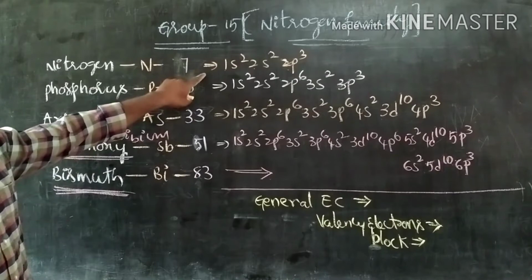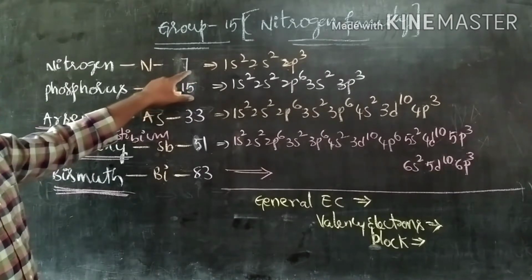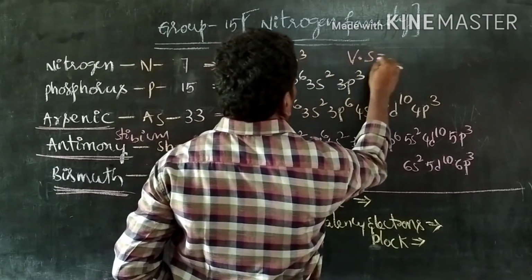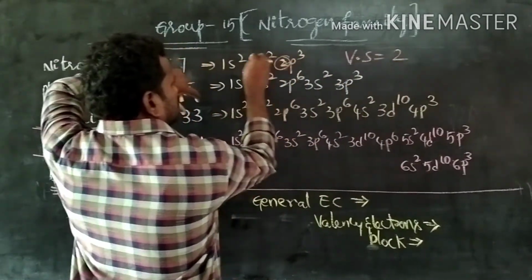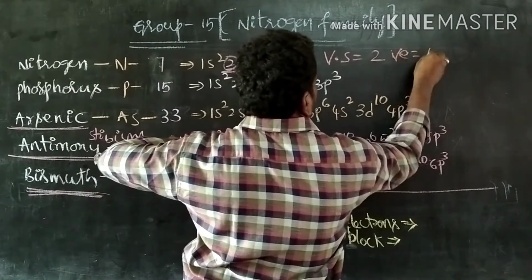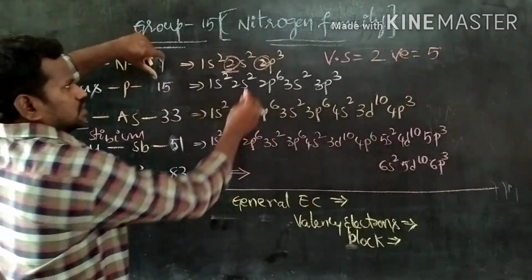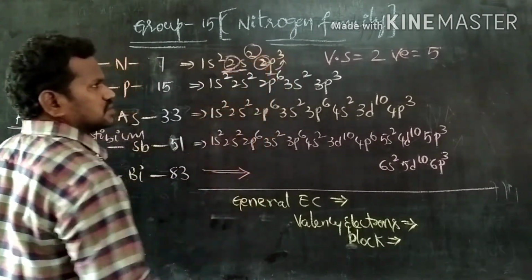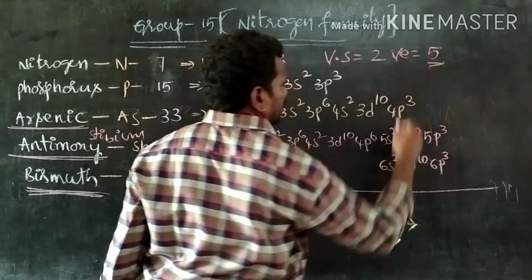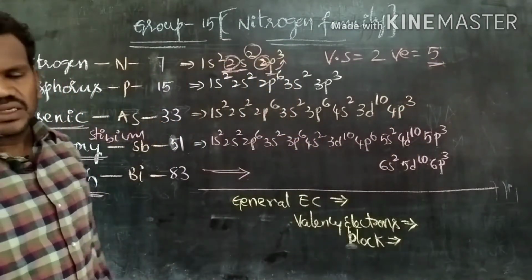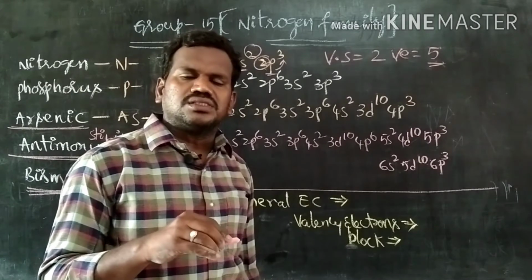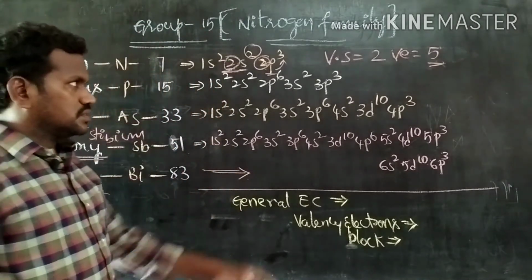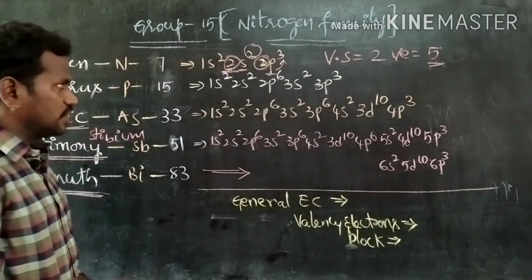Now come to the electronic configurations. Nitrogen, 7: 1s2, 2s2, 2p3. Its valency shell is 2, and the valency electrons are 5. How 5 electrons? 2 electrons belong to the s orbital and 3 electrons belong to the p orbital, so the total number of electrons is 5. We know that the total number of electrons present in the valency shell is called valency electrons. So here the valency electrons are 5.